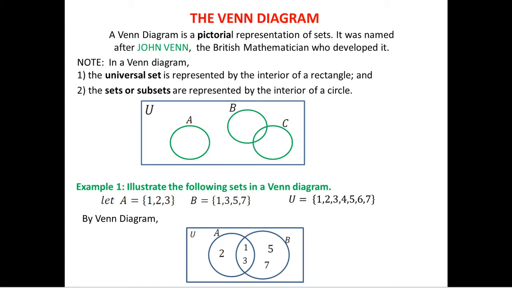And of course, part of our set U, or universal set, are numbers 4 and 6, but they are not inside set A or set B, so they are outside. But they are also inside the rectangle because they are part of the universal set.